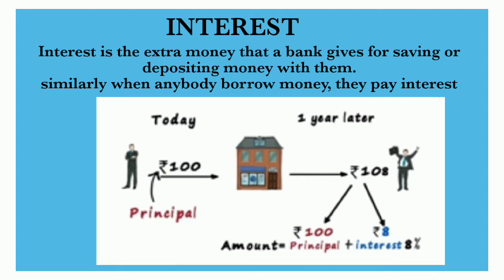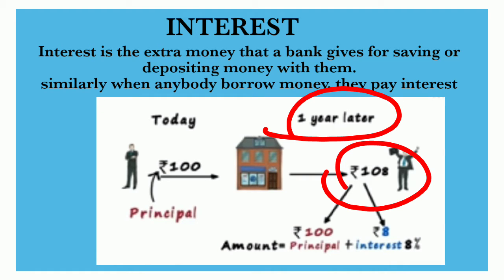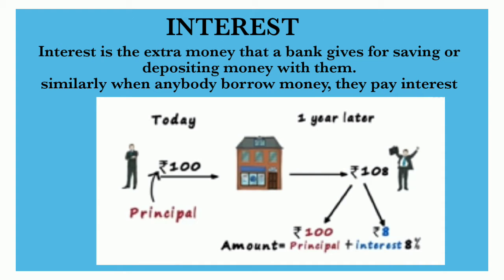For example, you deposit 100 rupees in a bank. After 1 year, the bank will give 108 rupees. So here, 100 plus 8. 100 is the deposited money. You deposited 100, but the bank will give 8 rupees extra cash. That 8 rupees is known as interest.